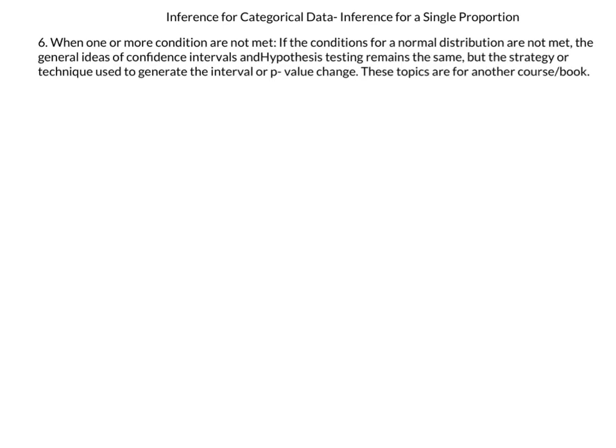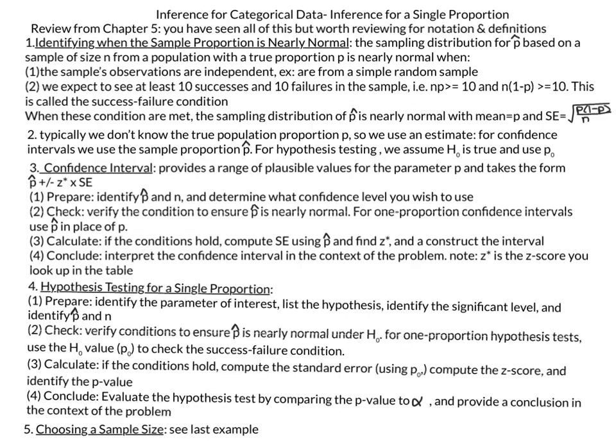One last note: when one or more conditions are not met to use the normal curve, the general ideas of confidence interval and hypothesis testing remain the same, but the strategy or technique used to generate the interval or p-value changes. These topics are for another course and another book. To review what we've covered in this video, 6.1, a lot of it is review of chapter 5, but well worth it.